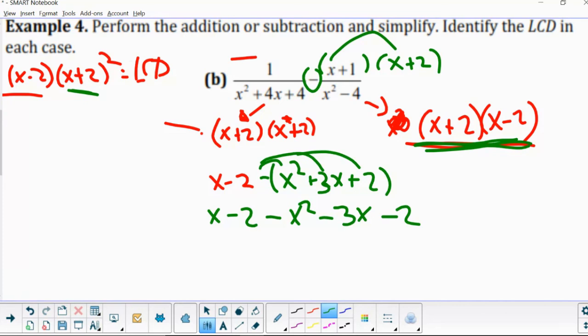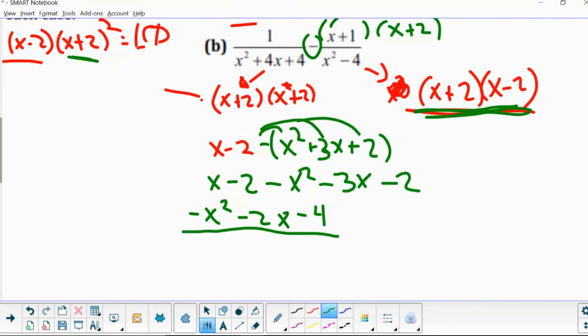So we can simplify this a little bit more now. I'm going to put my negative x squared out in front. Then we have x minus 3x is negative 2x. And then negative 2 minus 2 is negative 4. So now I'm going to put my denominator back here since I'm done reducing. I just didn't want to write the denominator 5 times. So this is all over x minus 2 times x plus 2 squared. And that will be our final answer.